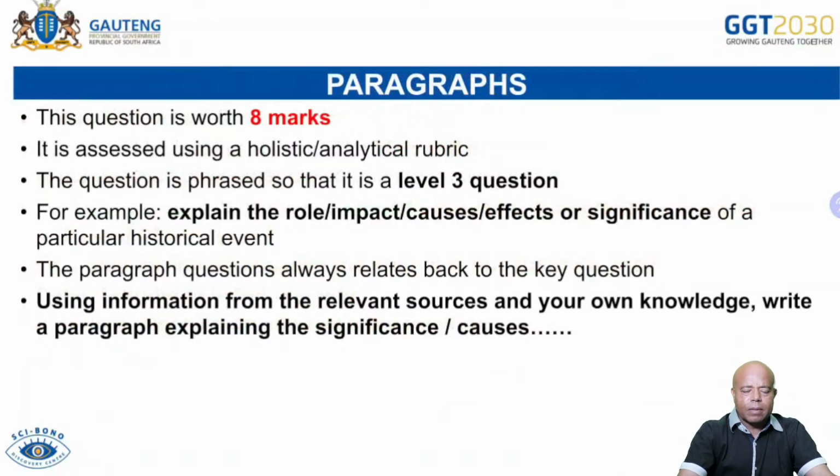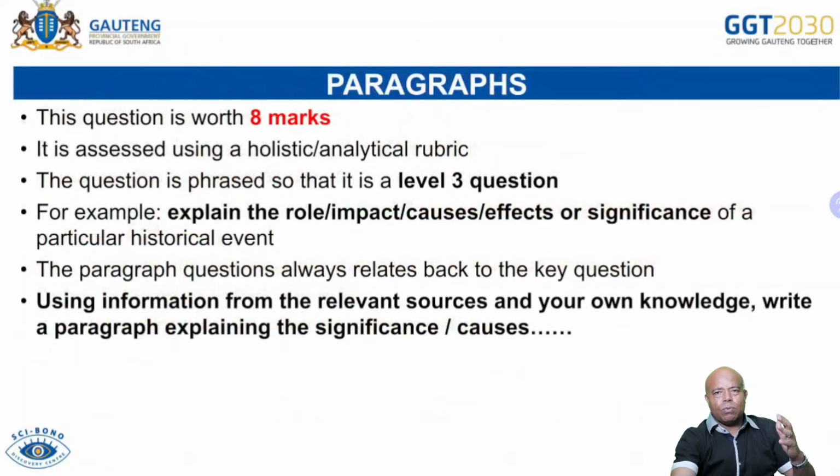For example, the role, and this is how they will phrase it, basically. So explain the role, the impact, causes, effects, or significance of a particular historical event, basically, at the end of the day. So the paragraph question always relates back to the key question at the end of the day. Very important that we understand that. So once we do source 1A, we underline, we do 1B underline, 1C underline, 1D underline.